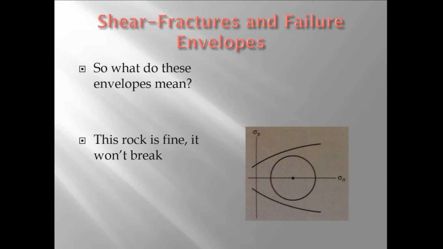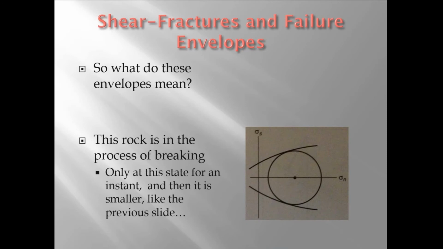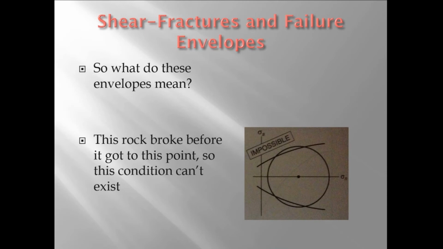So what it means is this rock is fine. It's safe, it's happy, it's not going to break unless something new happens to it. This rock is captured in the split nanosecond in time when the crack starts happening. It's in the process of breaking. And so in real life, you'll never actually measure a rock that's like this, because as soon as it's here, it's breaking. And then this is completely and utterly impossible, never going to happen. The rock broke before the circle could ever get that big.